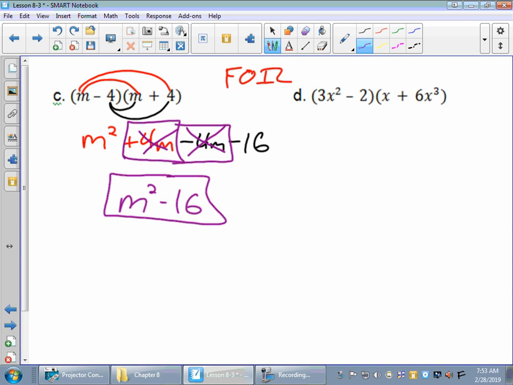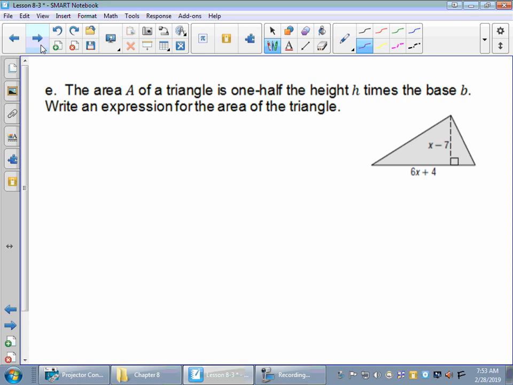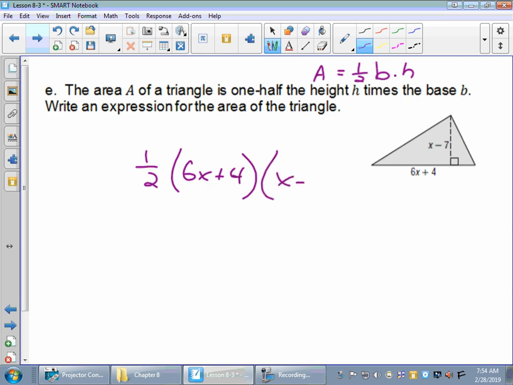Okay, let's skip D for now, and let's go on and work on this problem here. Area of a triangle is 1/2 the height times the base. So we know that area equals 1/2 the height times the base, or sometimes people write base times height. Most people write it like that. So write an expression for the area of this triangle. So we have our 1/2, and then we've got the base, which is 6x plus 4. I'm using parentheses, so they look familiar, times the height of x minus 7.